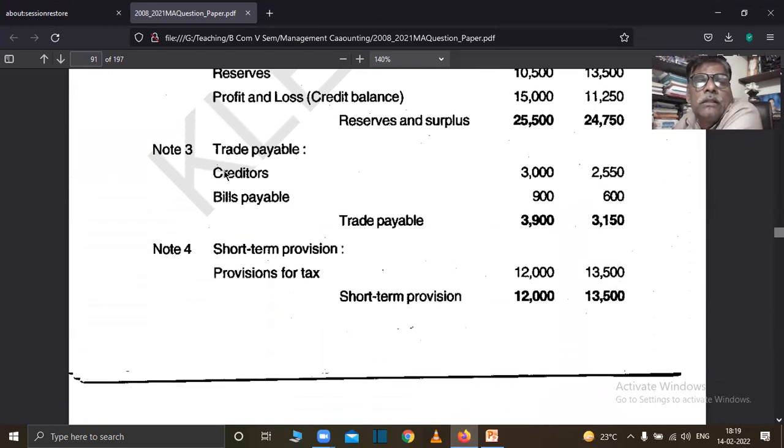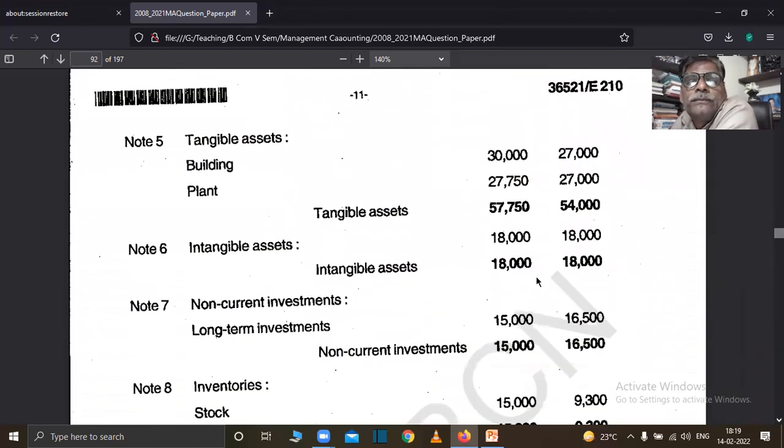Okay, then creditor goes to current liability, bills payable goes to current liability. These two are the current liabilities, goes to schedule of changes in working capital. Then short-term provision for tax 12,000, 13,500. You take this in the schedule of changes in working capital. If there is adjustment, you take in the account. Then building, you see the building 3,000 decrease is there.